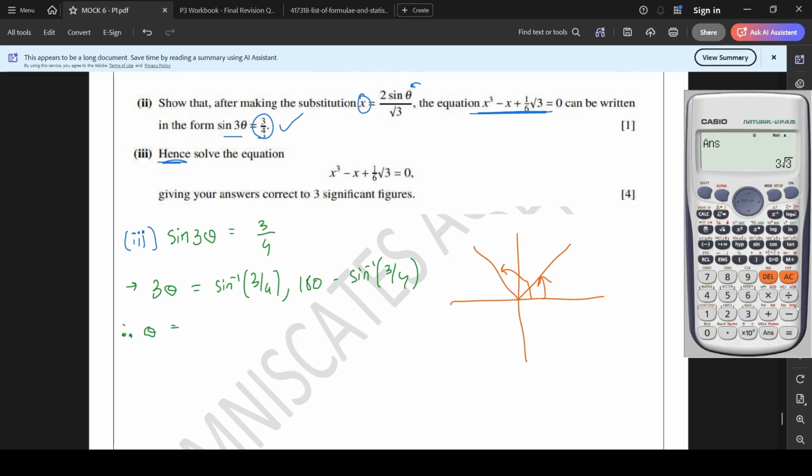So sine inverse of 3 by 4 is 48, and also I'll need to divide this by 3. It's 16.1967 dot dot dot. And the second value over here is 180 minus sine inverse of 3 by 4, and then I'll divide this value by 3. That is 43.80320.